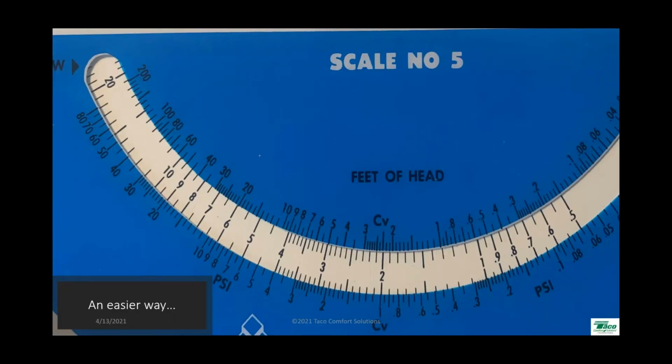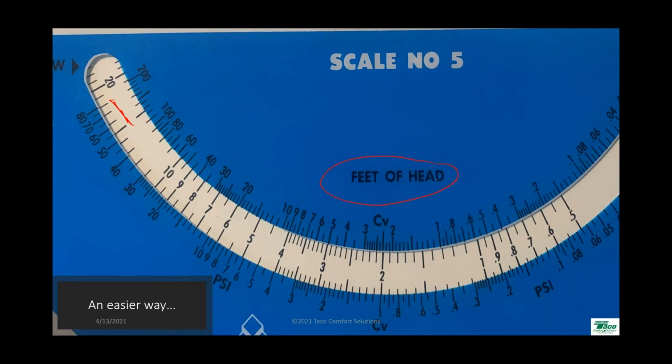And this was Gil Carlson, the grandfather of modern hydronics. He developed this way back in the late 50s, early 60s. And this is the Bell and Gossett system sizer wheel. Scale number 5 basically does all that math for you. On scale number 5 on the back side of the system sizer wheel, up top here you have feet of head, and in this white window right here, you have your flow rate.